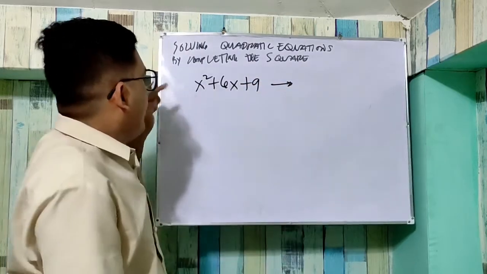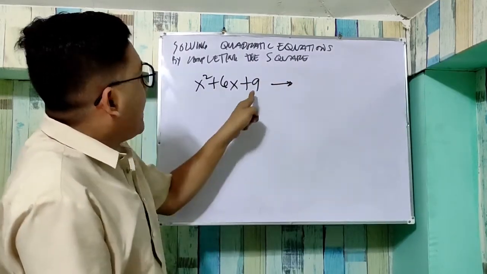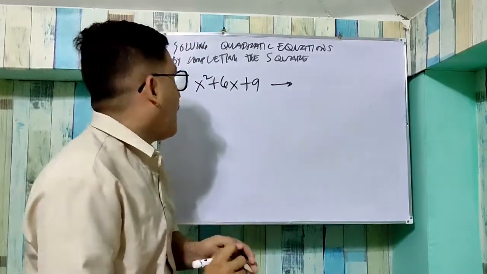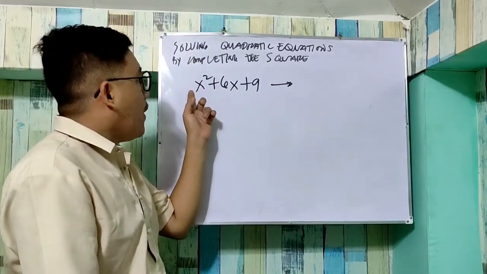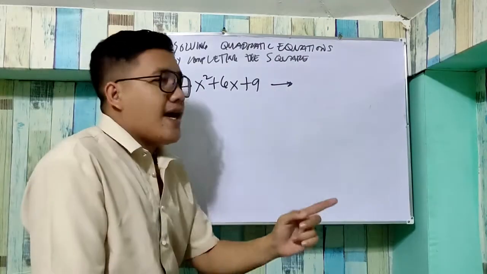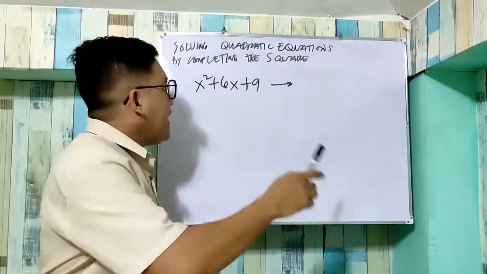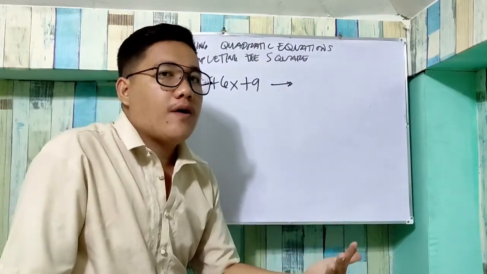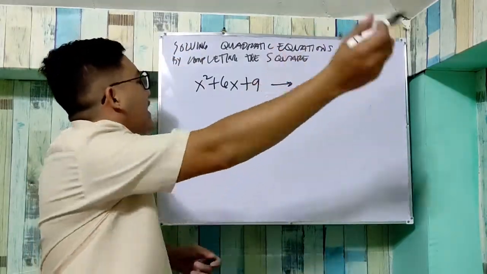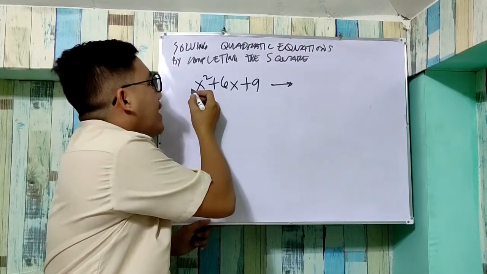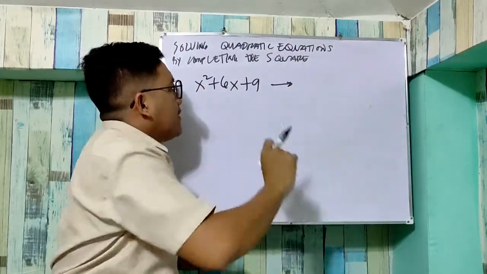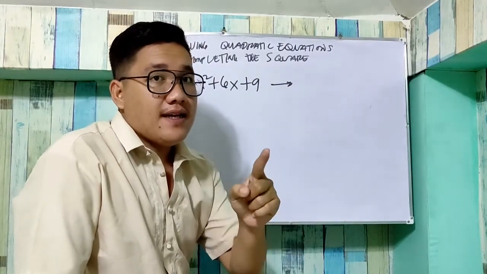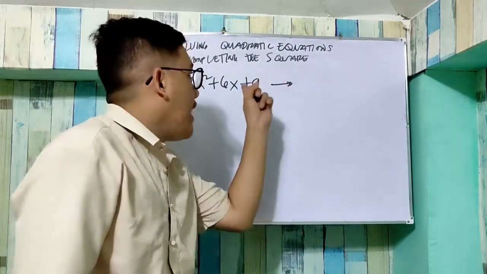Okay. The first term and the last term are positive and perfect square. Why? What is the square root of 1? 1. What is the square root of 9? 3. And the middle term is twice the product of the square roots. So, ano ba ang square root ng 1? 1. Ano ba ang square root ng 9? 3. Twice. 1 times 3, that is 3. Times 2, since twice, we have 6.